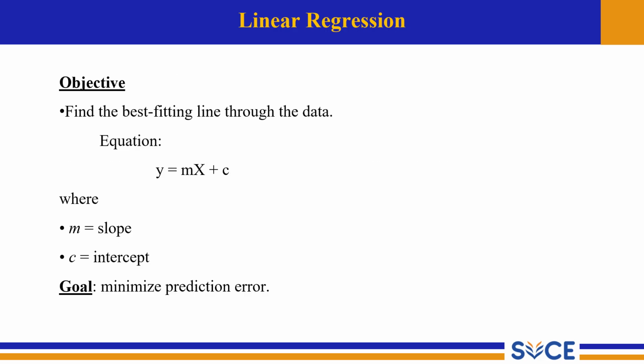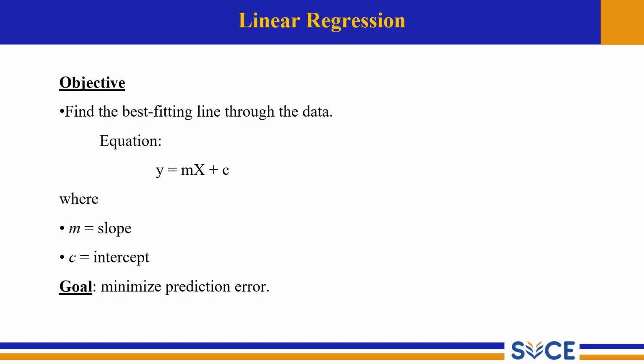The main objective of linear regression is to find the best fitting line that represents the relationship between the input variable x and the output variable y. This line should pass as close as possible to all the data points so that it accurately captures the underlying trend. The equation of this line is written as y = mx + c, where m represents the slope of the line and c represents the intercept. The slope tells us how much y changes for every unit change in x, and the intercept tells us the value of y when x is 0.